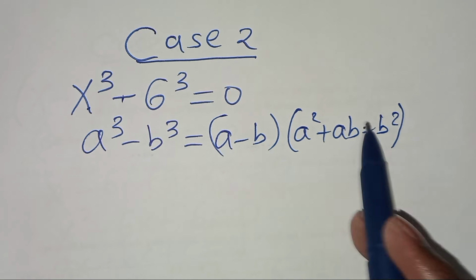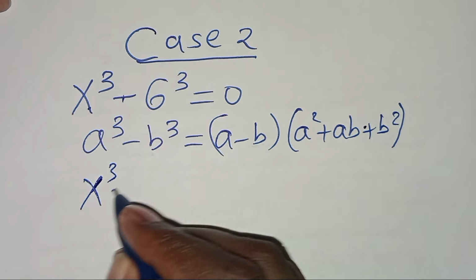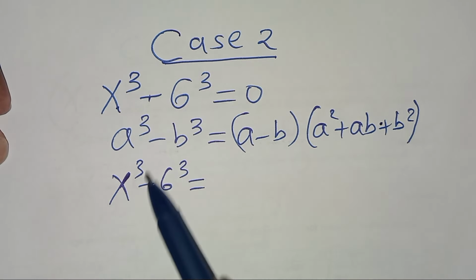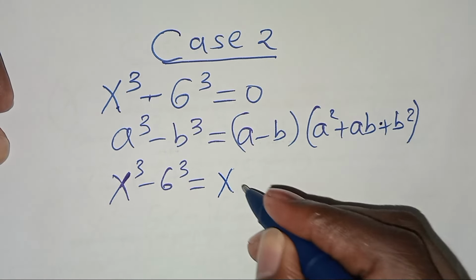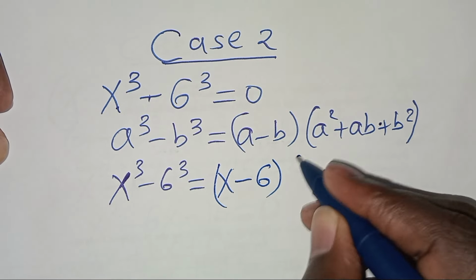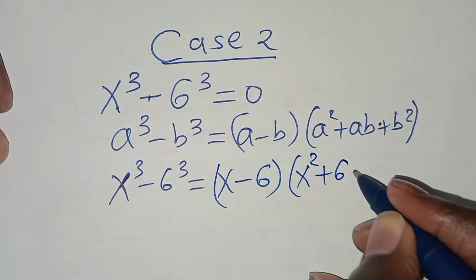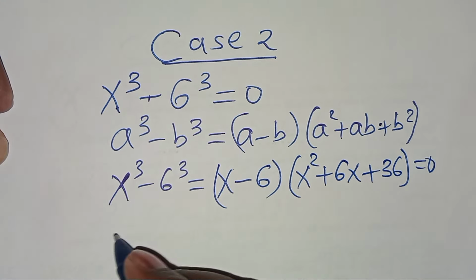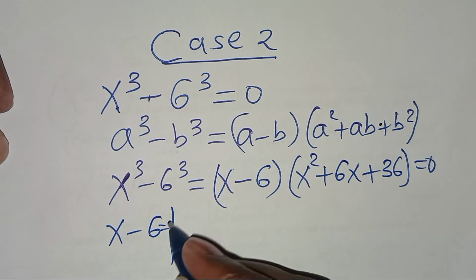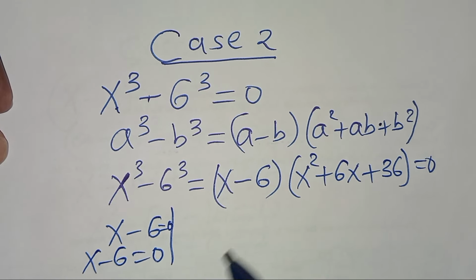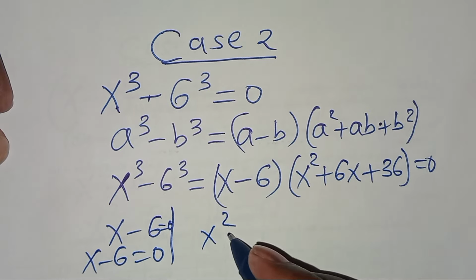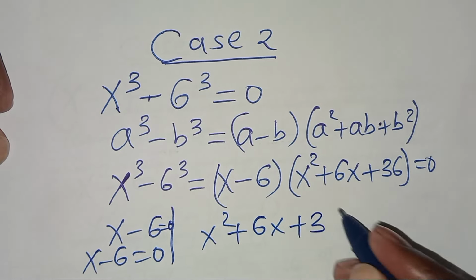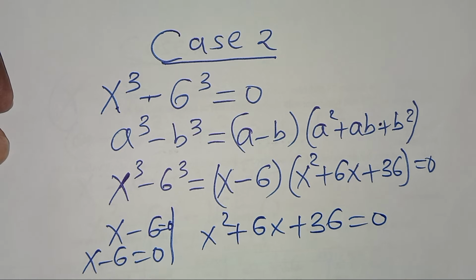Now applying this property, x to the power 3 minus 6 to the power 3 is the same thing as x minus 6 times x squared plus 6x plus 36, equal to 0. Now here we have two parts. We have x minus 6 equal to 0, and we have x squared plus 6x plus 36 equal to 0. Now from here, we get x4 as equal to 6.